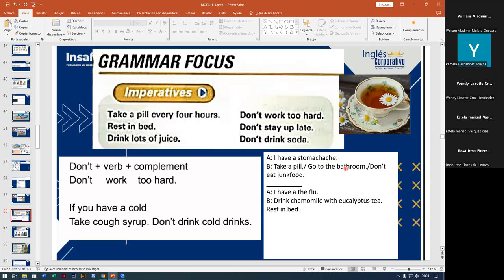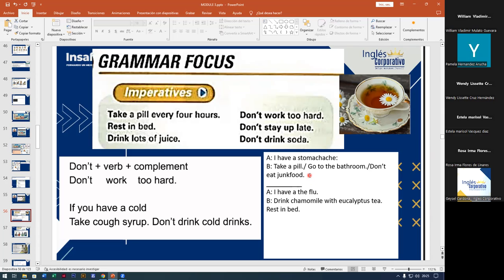Go to the bathroom, right? Imagine that there is an emergency, so you need to go to the bathroom. Don't eat junk food, okay? These ones are good recommendations that you can give for a person that has a stomachache. What other instructions would you give? What other imperative form would you give if a person has a stomachache?